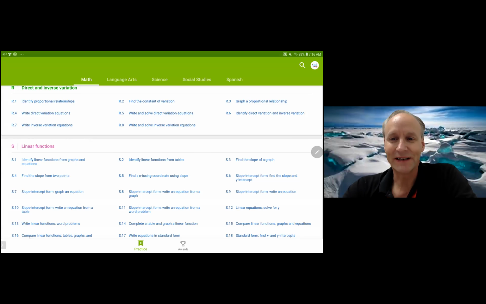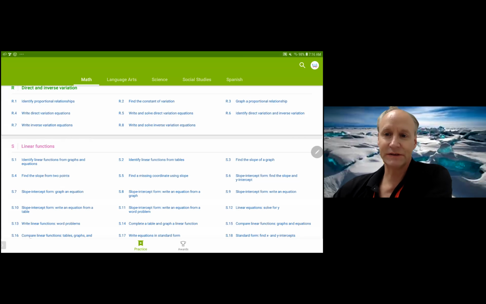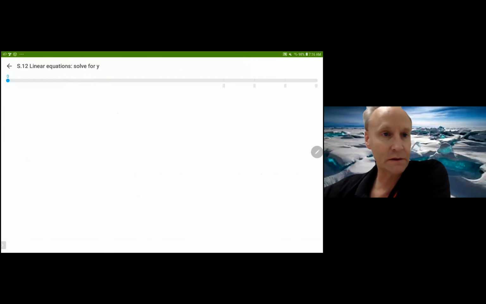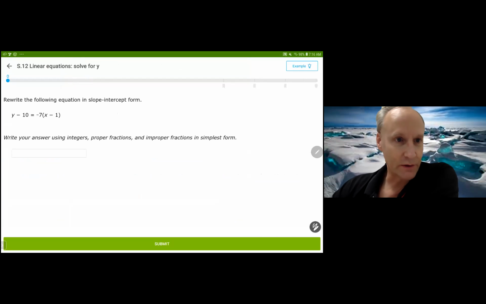We're still in section S, almost halfway there. S12 is solving for y in linear equations. I suspect we're going to get equations in different forms involving x's and y's, and we're going to get that y alone. So it's all about literal equations and solving for y. Let's get started. I did not preview it, so I don't know exactly what to expect. Let's take a look and see what we're going to do.